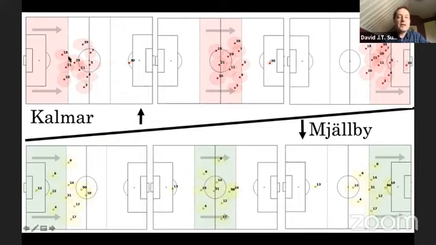So Kalmar are defending in this thing. This is when Mjällby have the ball in this area of the pitch. This is how Kalmar are organized. So they have 3 forwards defending here, 2 in the middle, and then 5 at the back. And you can see gradually as Mjällby move the ball up, how does Kalmar's formation change?